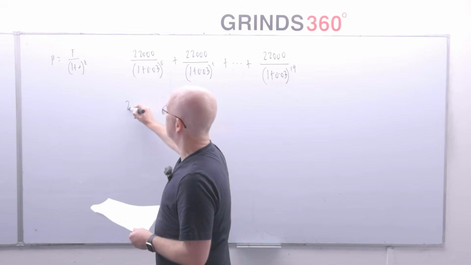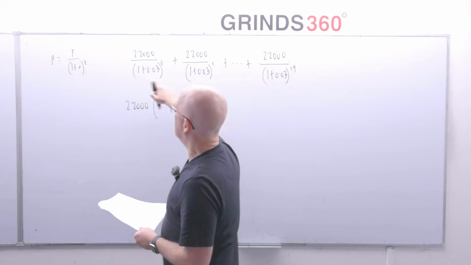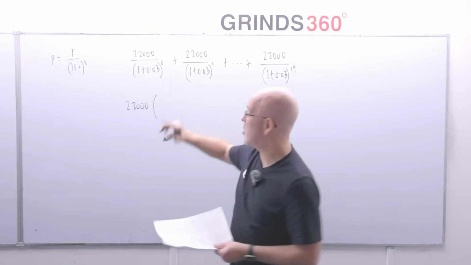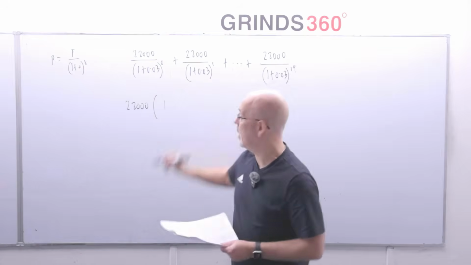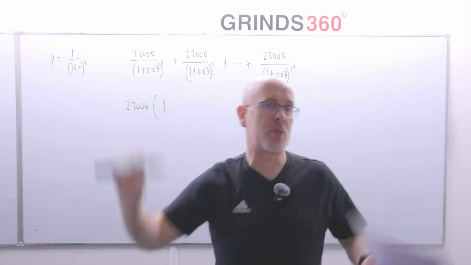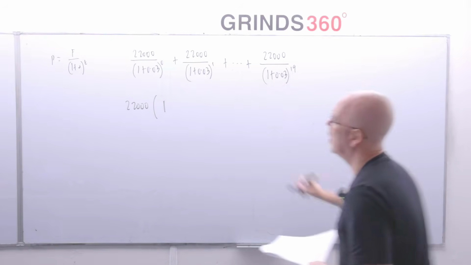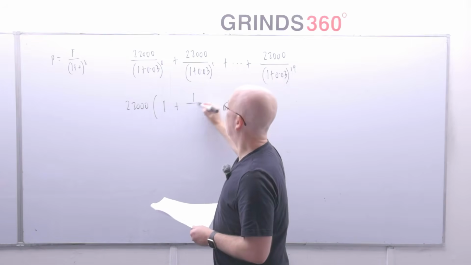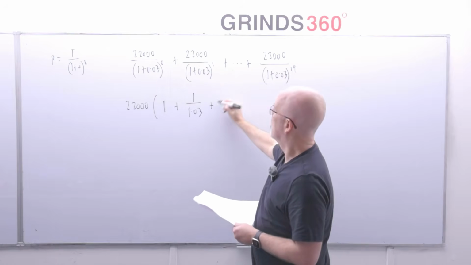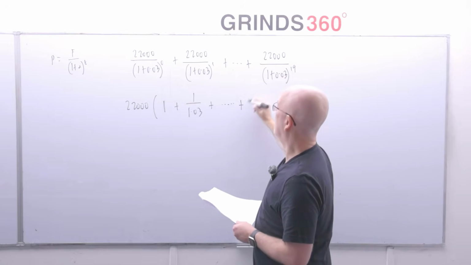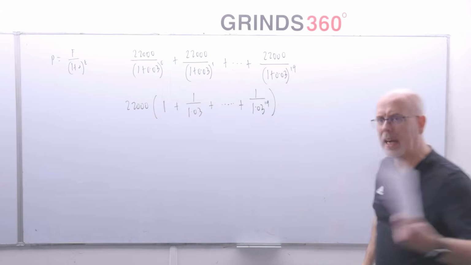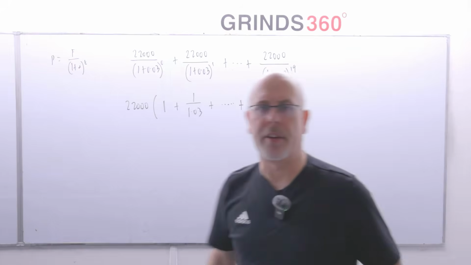Let's pull the 22,000 outside a bracket. Now remember, 1.03 to the power of 0. Anything to the power of 0 is just 1. So that's just 1 over 1, which is just the number 1 here. So it's 1 over 1, which is 1, when I pull the 22,000 outside a bracket, plus 1 over 1.03, because that 22,000 has gone outside a bracket. We're left with that, plus and so on, all up to 1 over 1.03 to the power of 19. And now, everything's the same as we've been doing all night.